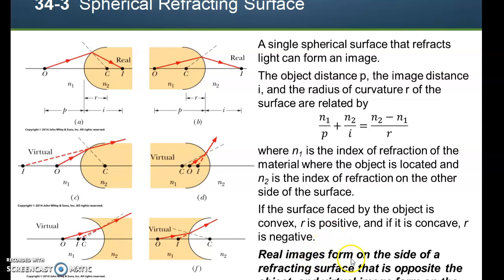Real images form on the side of the refracting surface that is opposite the object. A virtual image is formed on the same side as the object. So an image formed over here is going to be a virtual image. Here the image and the object are on the same side. But something that is formed over here is going to be a real image, okay? And it's going to be virtual on the same side as where it's refracted, okay?